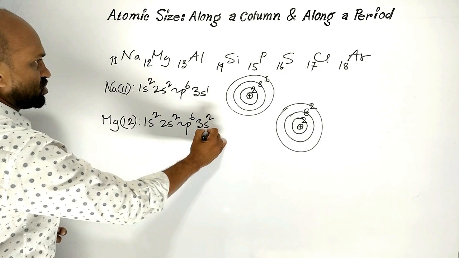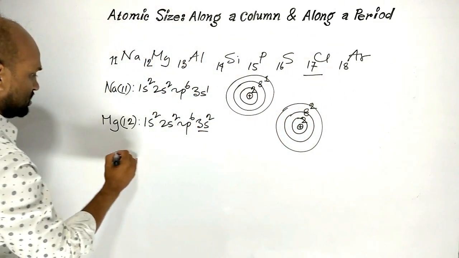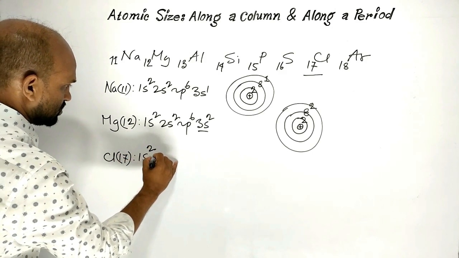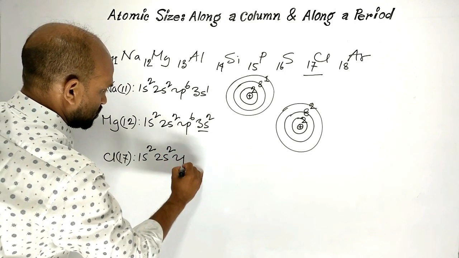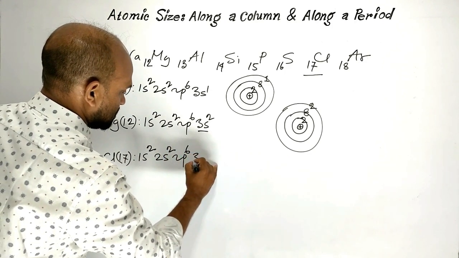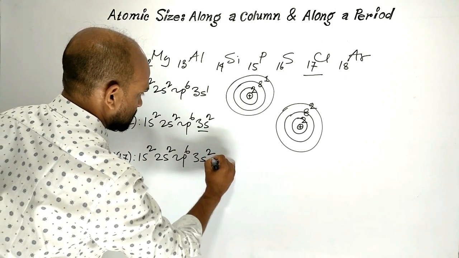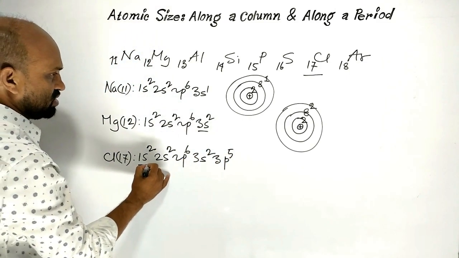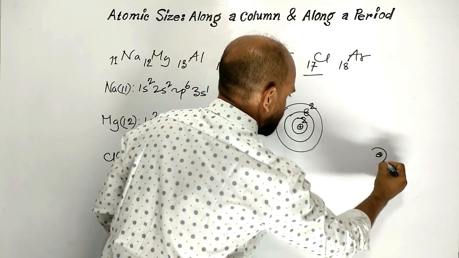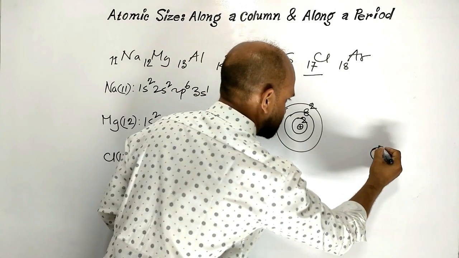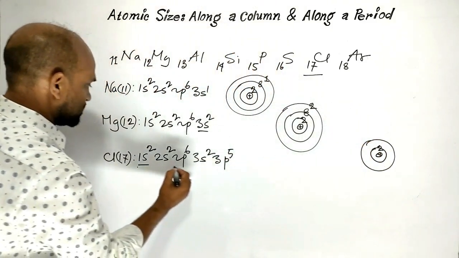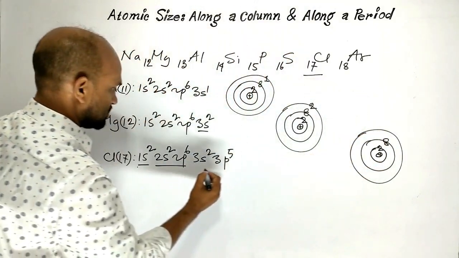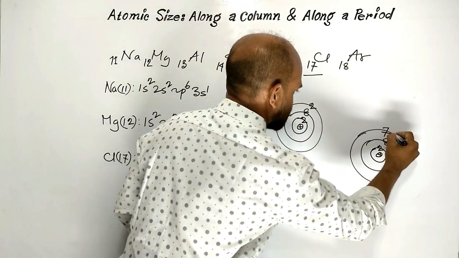Now let's see the electronic configuration of, suppose, chlorine. Chlorine 17: 1s2, 2s2, 2p6, 3s2, now 3p5. That is for chlorine, the first shell contains 2 electrons, the second shell contains 8 electrons, and the third shell contains 7 electrons.